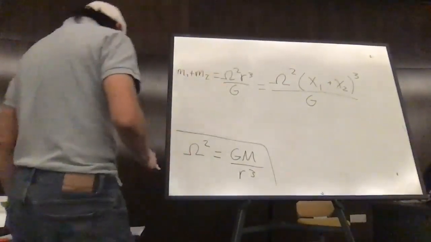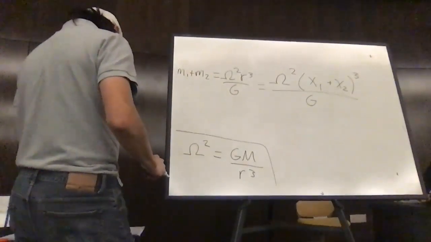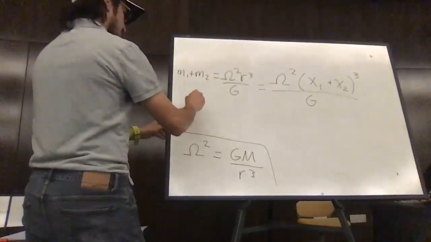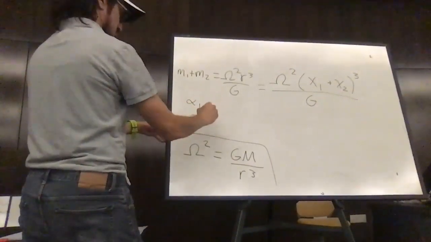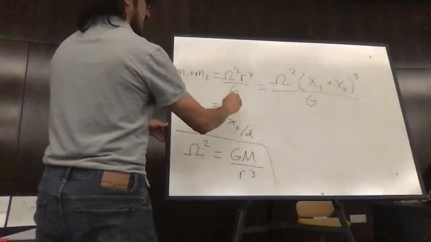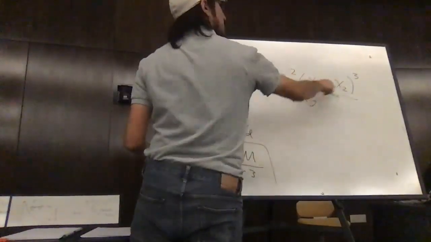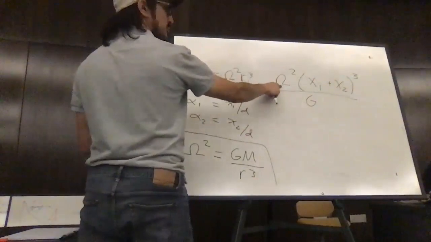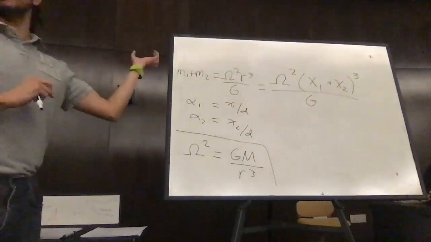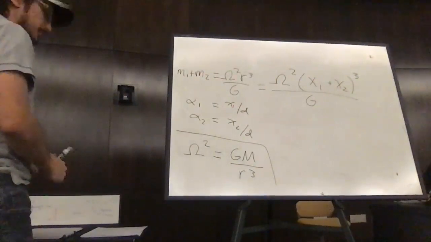So then we had to write the x's. We can put the alpha 1 and alpha 2, so x2 over d and x1 over d. These ones we can measure, and this one we can measure as well. So we can know the total mass of the system just from looking at the stars or bodies.